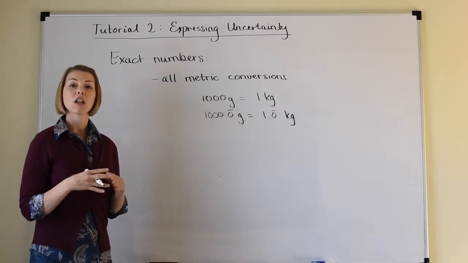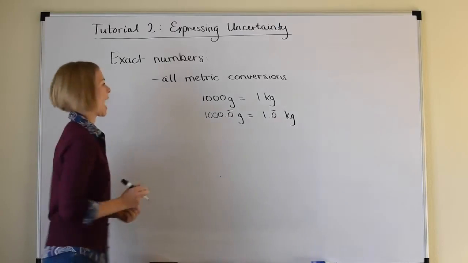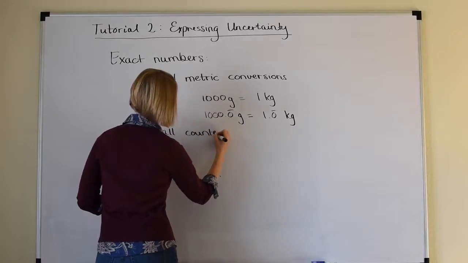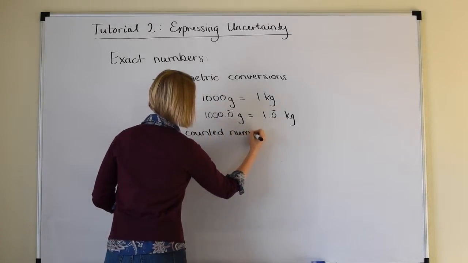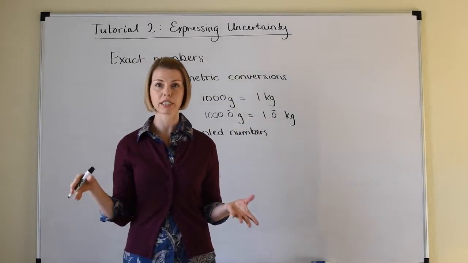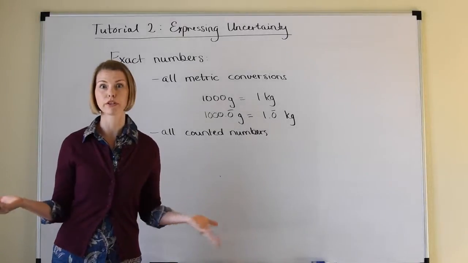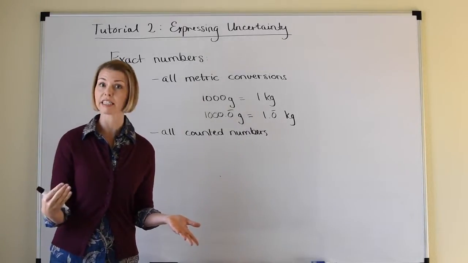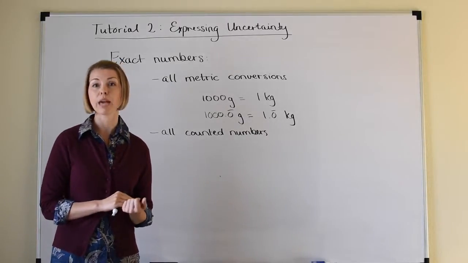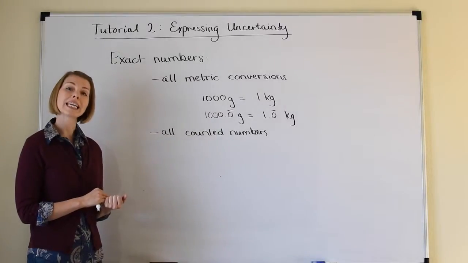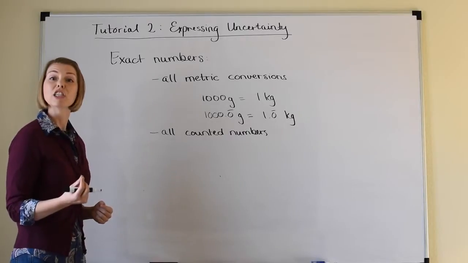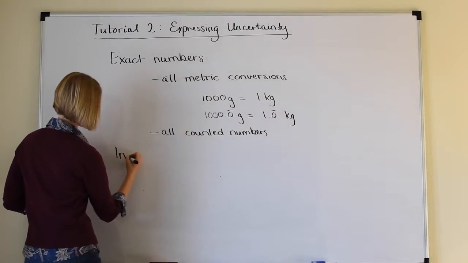Also, all counted numbers are exact. Okay, so if you walk into a classroom and you count the number of students sitting in desks, let's say there's 24 students, we would know that that's an exact number. It's not 24 plus or minus 2, it's 24 students exactly. You counted it. But some numbers are inexact, meaning they are not indefinitely precise. They contain some uncertainty. So let's write inexact numbers.